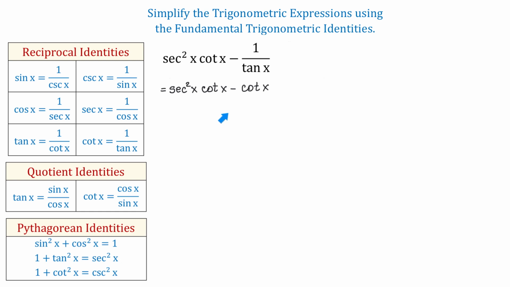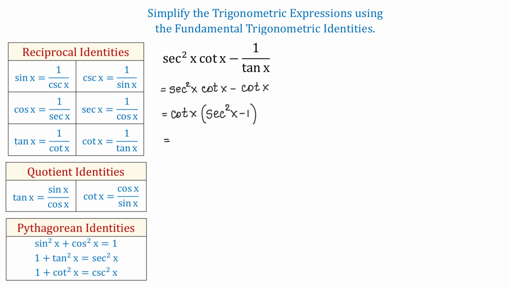And now the expression has 2 terms and each one has cotangent of x, so let's factor it out. So we will have cotangent of x times secant squared of x minus 1. And now let's take a look at the second Pythagorean identity. This is 1 plus tangent squared of x equals secant squared of x. If we solve this identity for tangent squared of x, then tangent squared of x will be secant squared of x minus 1.